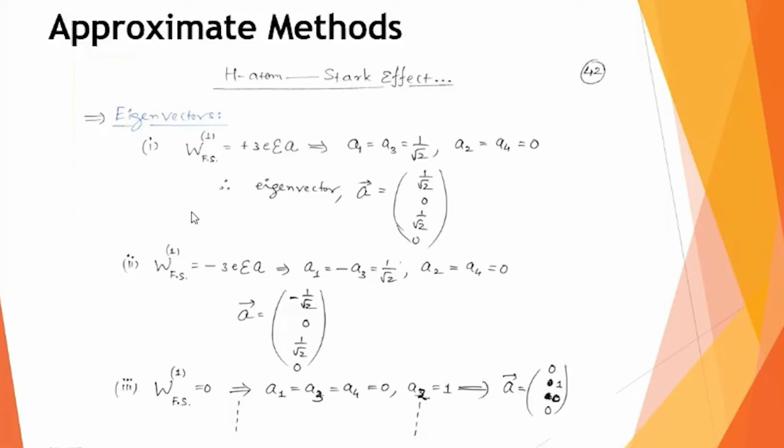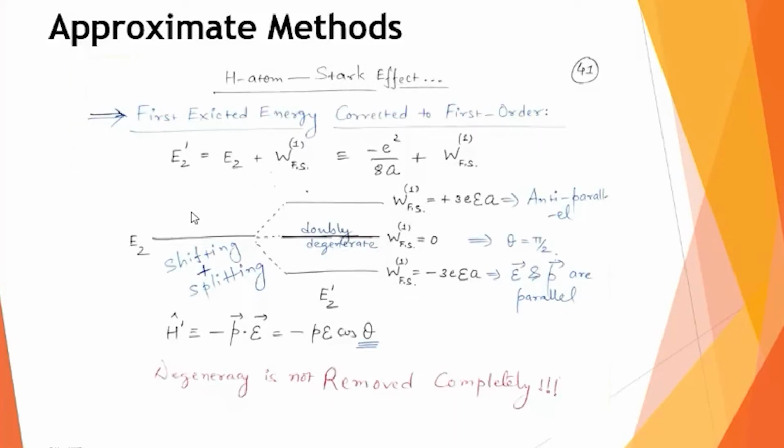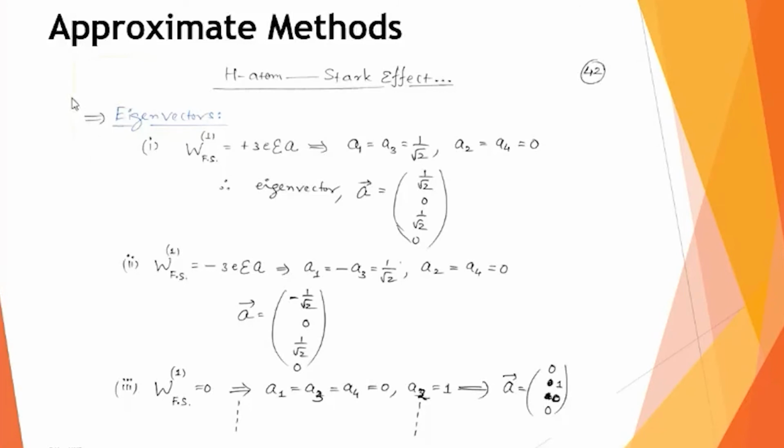But before that, let me also calculate. In fact, I forgot to mention that if you have these energy states available, then how can one calculate the eigenvectors? Calculating eigenvectors means you should know the coefficients A1, A2, A3, and A4. For the case of the positive correction to the energy, we have already calculated A1 and A3, which are common, 1 by root 2, whereas A2 and A4 are 0.